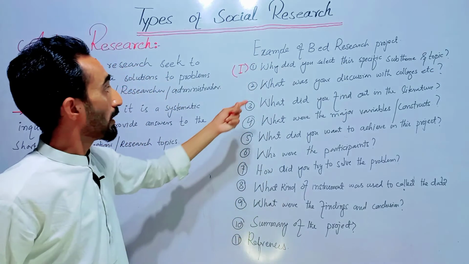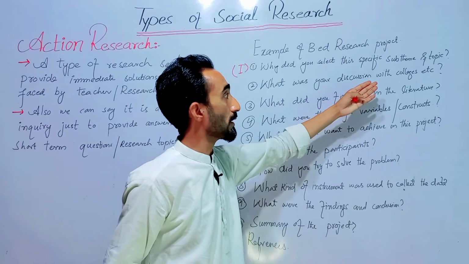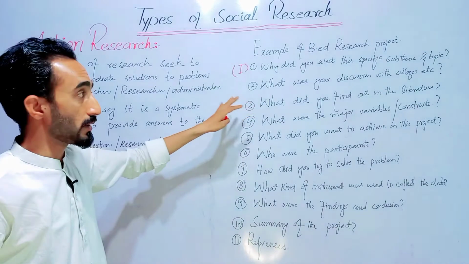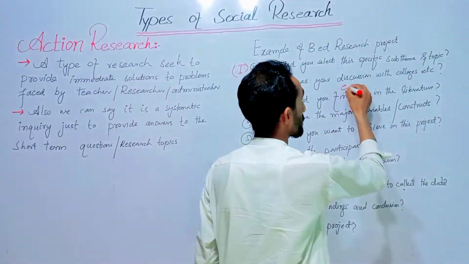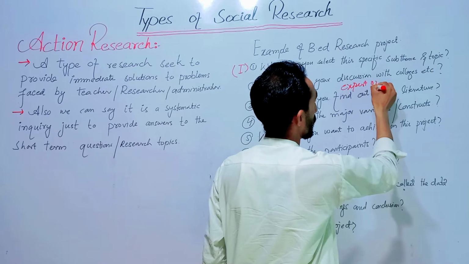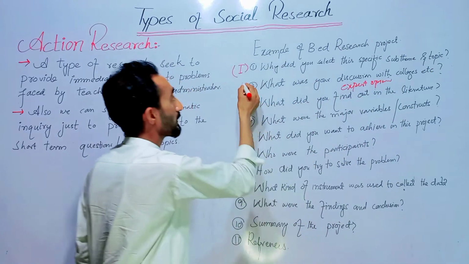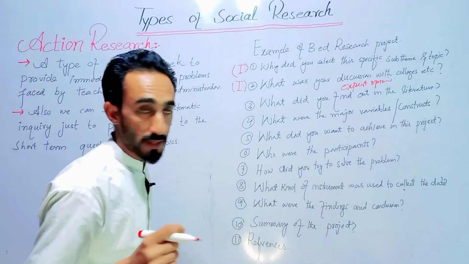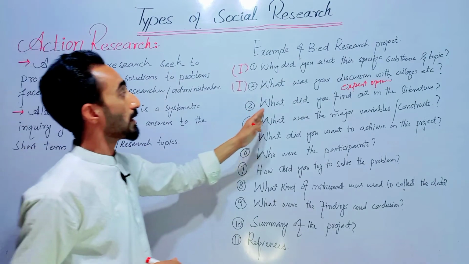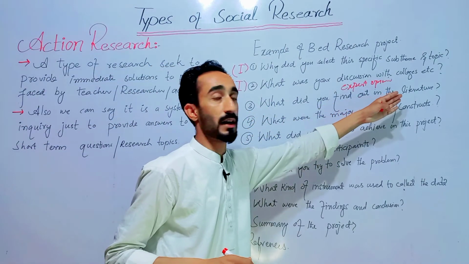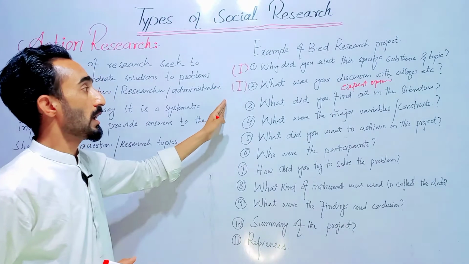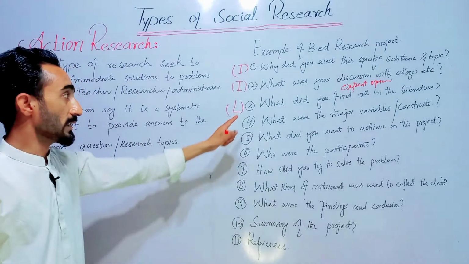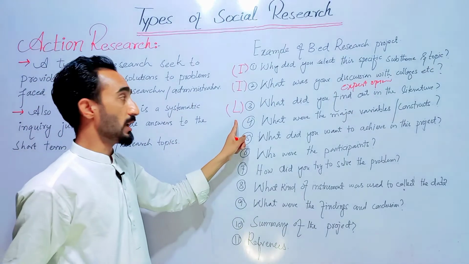The second point: what was your discussion with colleagues, etc.? This is the expert opinion, and it is also part of the introduction, which is the first chapter, the first major step. The third step: what did you find out in the literature? It is related to the literature review. Here we will code it as L for literature review.